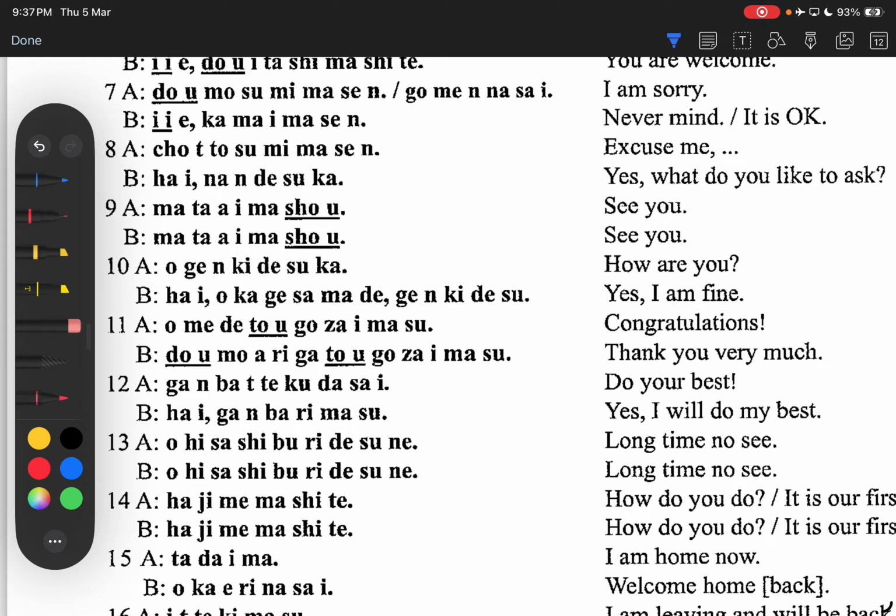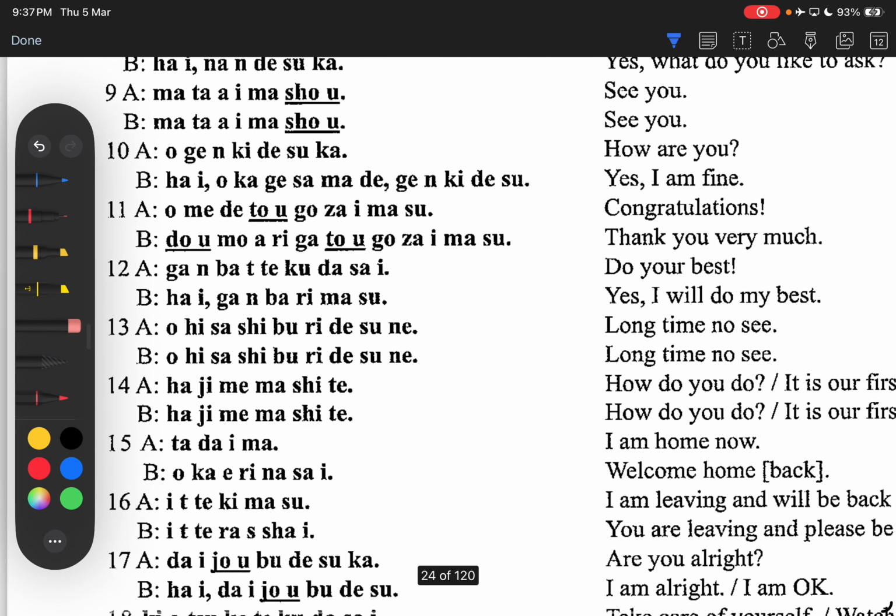Next we have はい、頑張ります。Yes, I will do my best. Right? はい、頑張ります。Number 13, お久しぶりですね。お久しぶりですね。Alright, so one more time.